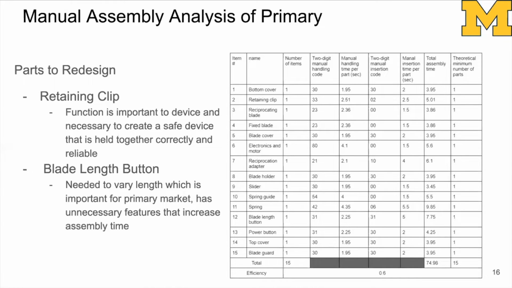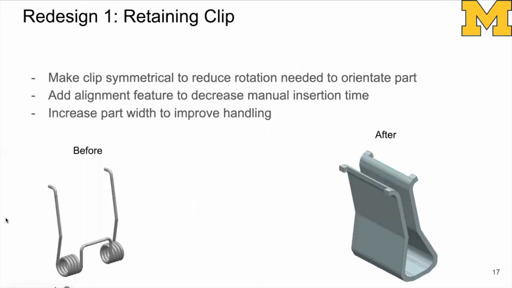They can be reduced, and the retaining clip is important for function and achieves the function of creating a safe device and a reliable device. And the blade length button is also very necessary because it allows for the length to be varied, which is important for our primary market, and has unnecessary features that we can change and take out.